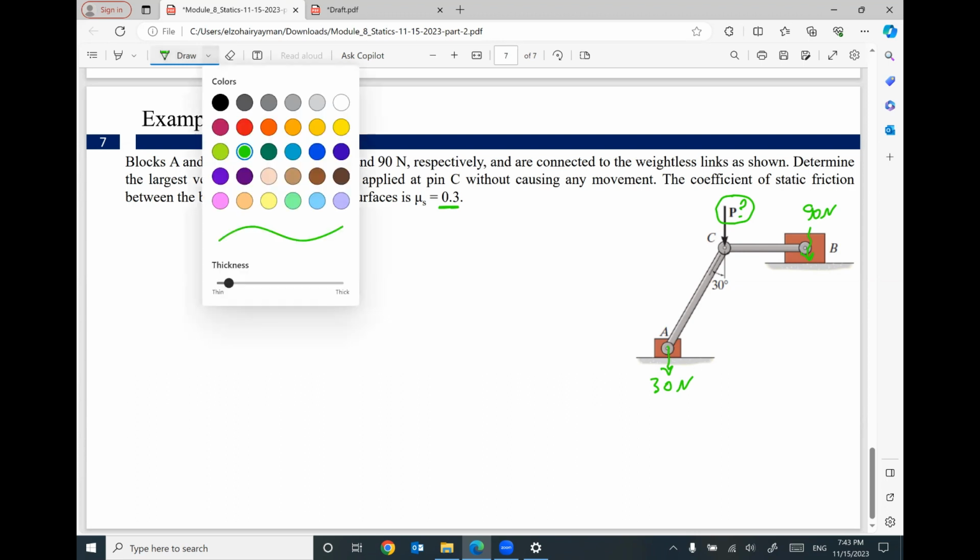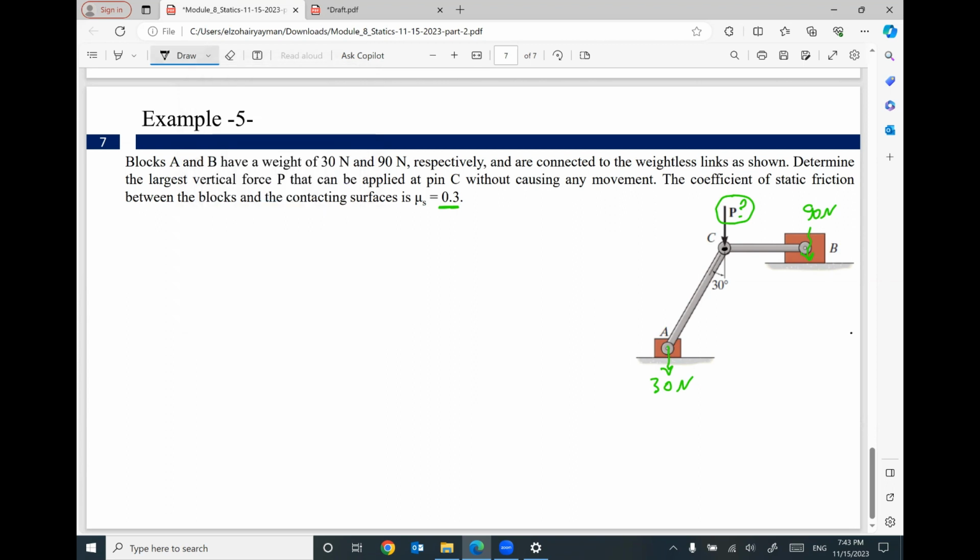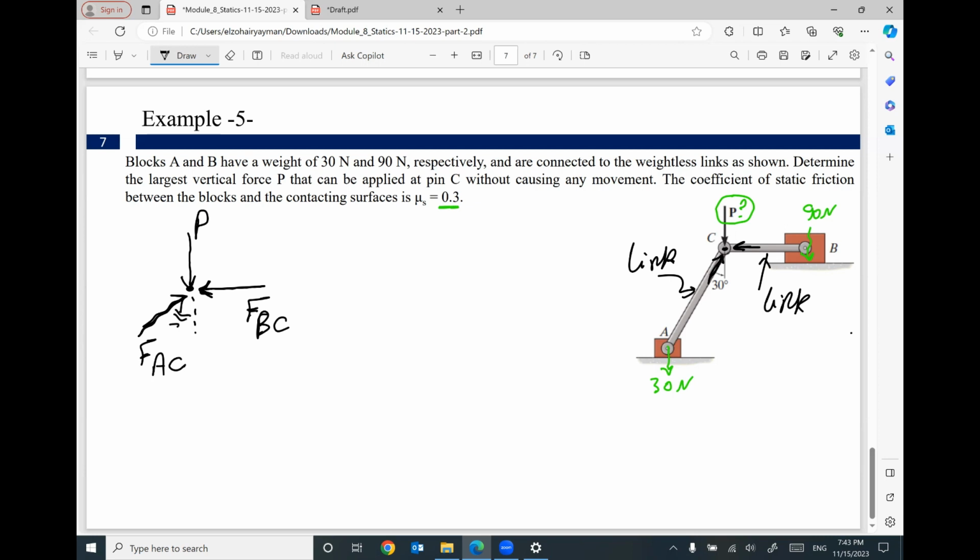This problem can be solved by drawing the free body diagram. First of all, point C has a vertical force P. And we have this link with a force F AC, and we have this link with a force F BC. Because this one is a link and this one is also a link, these members look like truss members, so I will have a force here and a force here. Keep in your mind, the angle of this force is given as 30 degrees.